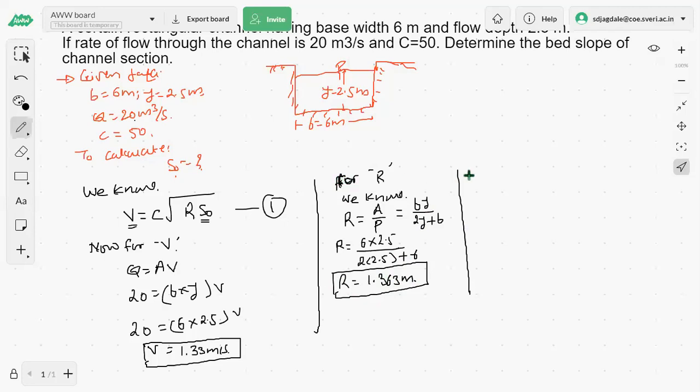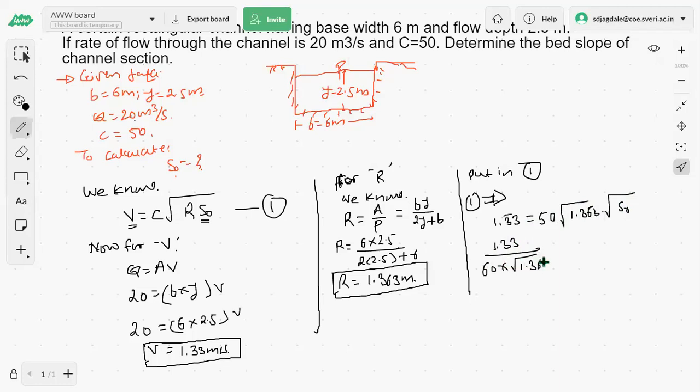Now put those things in equation 1. This was our R. Put in equation 1. So equation 1 implies phi, that is 1.33, is equal to C as 50 into root of R, R as 1.363, into root of S naught. I have just separated it. So that is 1.33 divided by 60 into root of 1.363 is equal to root of S naught.